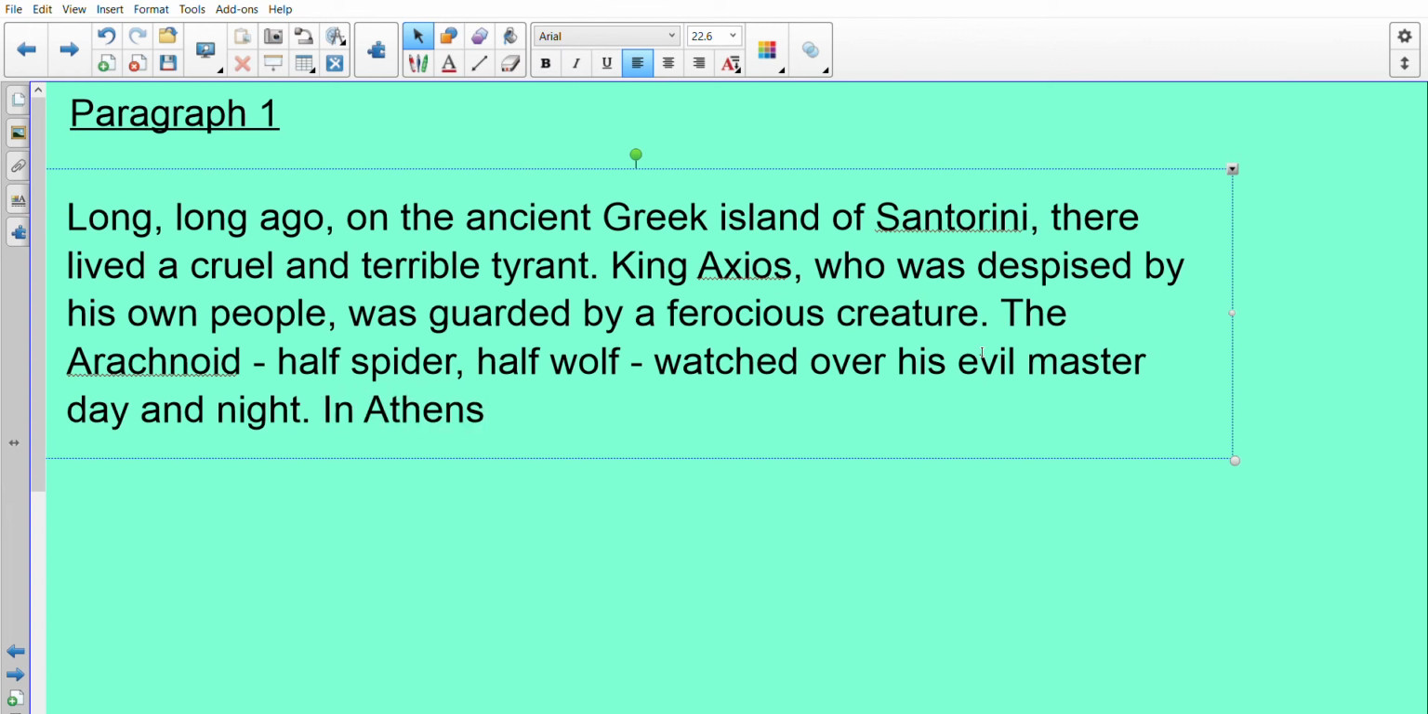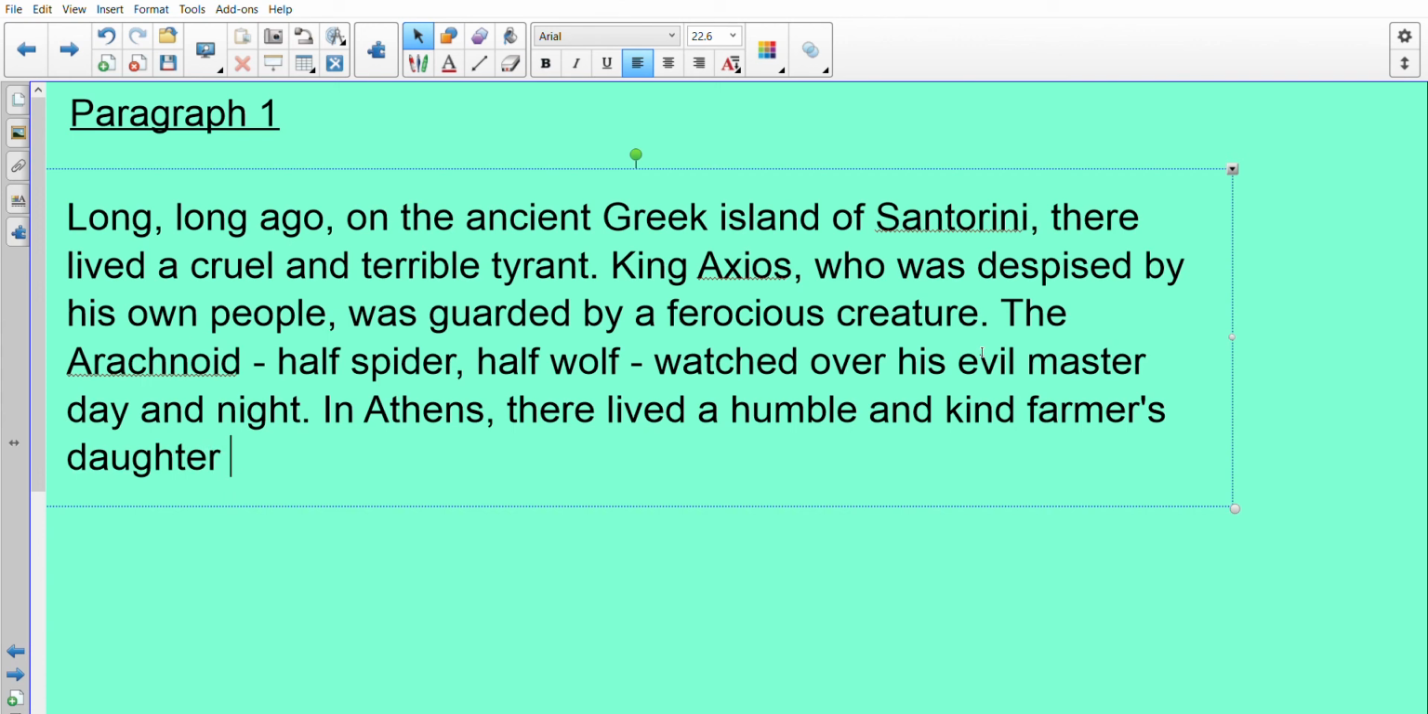In Athens, comma, so another fronted adverbial to tell us where we are. There lived a humble and kind farmer's daughter called, I don't know, Ariadne. That sounds Greek, doesn't it? Sounds like a Greek female. So we've introduced where she is, that she's humble and kind, so it's clear that this is going to be one of the goodies, the hero of the story.